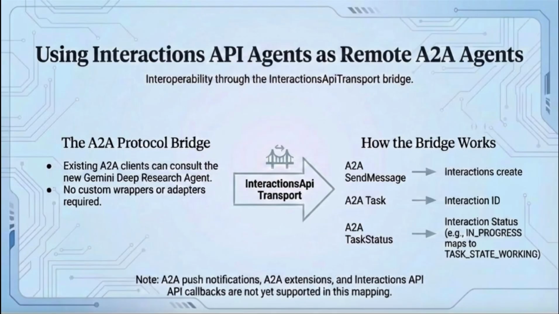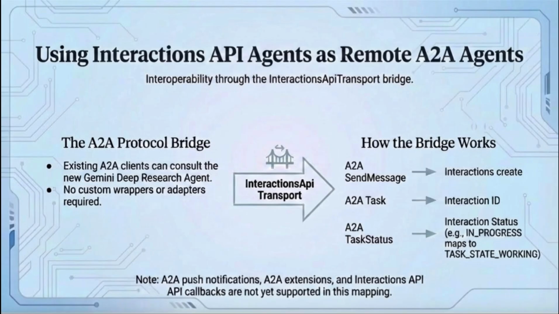Let's say you have an existing ecosystem of A2A agents and you want them to be able to consult a new Gemini Deep Research agent. Historically, integrating a brand new third party API like this would require writing a custom wrapper or adapter. It is friction. We have eliminated that friction with the new Interactions API transport. Under the hood, the transport layer performs the translation for you. An A2A send message becomes an interactions create call. An A2A task maps to an interaction ID and the statuses are linked automatically.